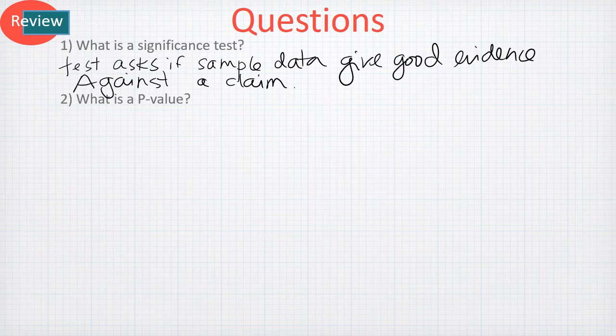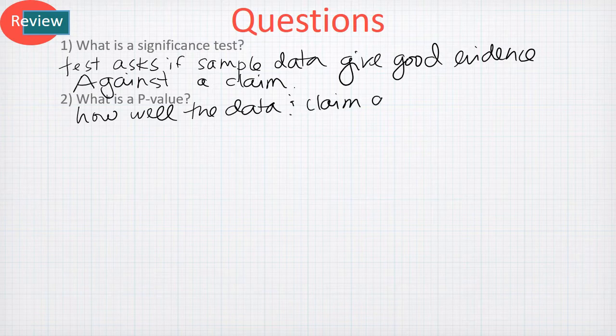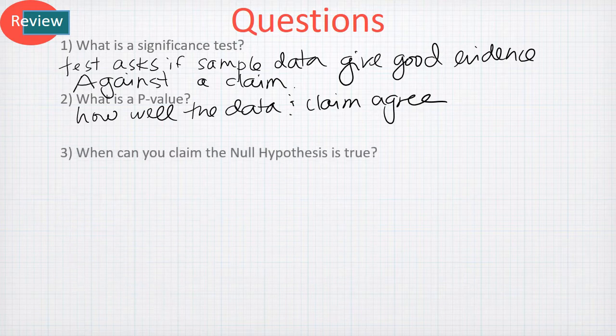Okay, what is a p-value? So this is the probability that measures how well the data and the claim agree. Okay, so this is the probability or numerical measure, if you will, of how strong the sample evidence is. And remember, if your p is low, the null has got to go. Okay, so let's go on to our next question.